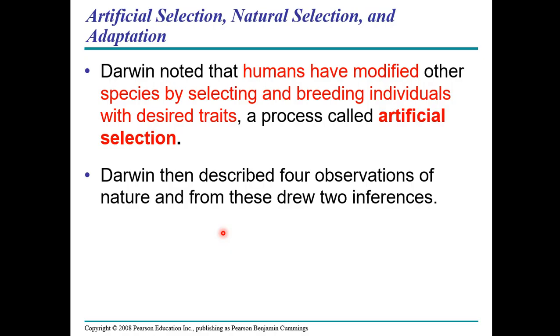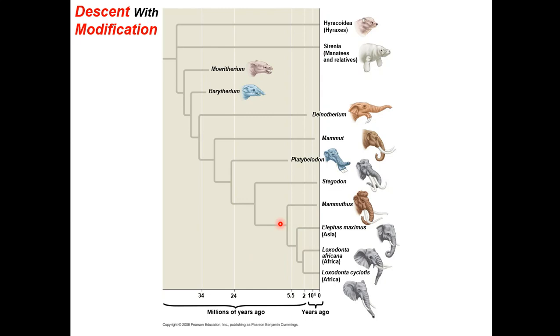So each point of the cladogram represents a common ancestor. For example, here at this point is the common ancestor of Loxodonta africana and Loxodonta cyclotis. So here is the common ancestor. They are of the same genus. However, they are different species.